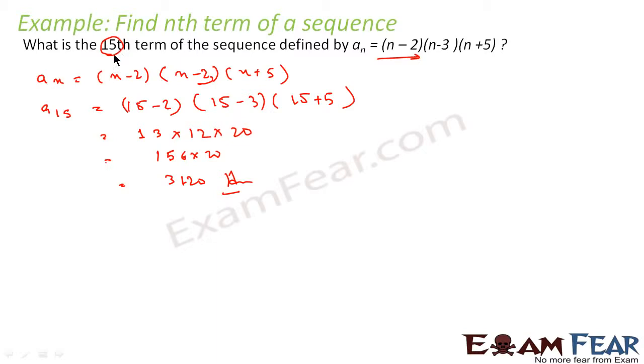Very simple. We have to find the 15th term. We have been given the equation of An. Just replace n with 15 and you get the answer.